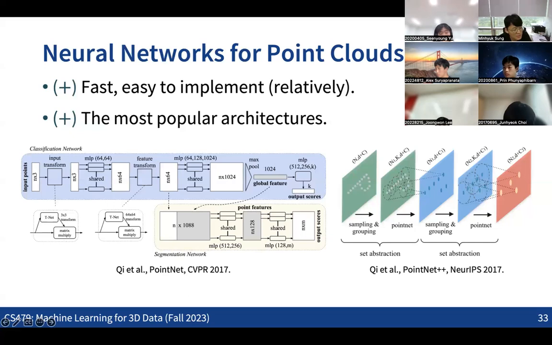But obviously there are lots of downsides to the point cloud representation. What would be the downsides of point cloud representations? Do you have any thoughts? Compared to having voxels or multiple images or some other representations, what would be some limitations of the point cloud representation?